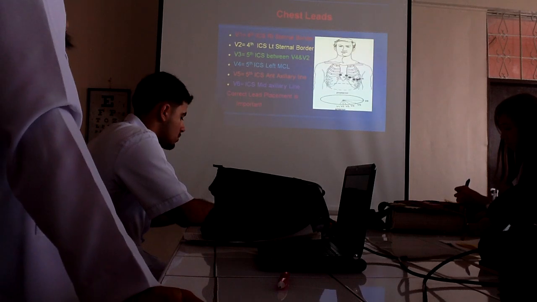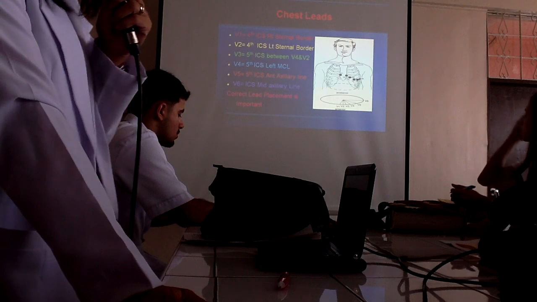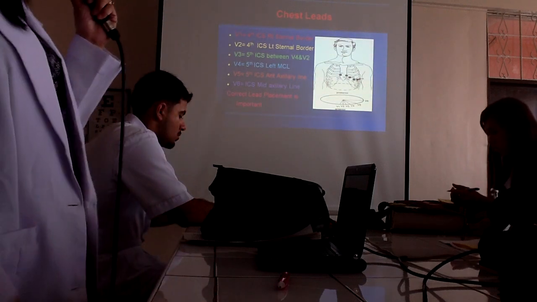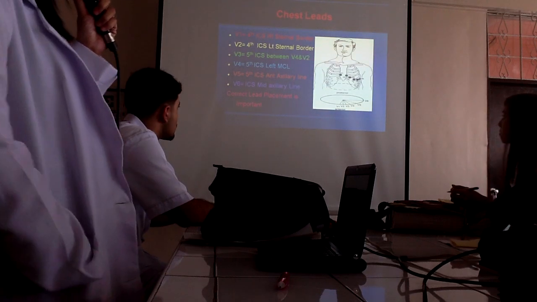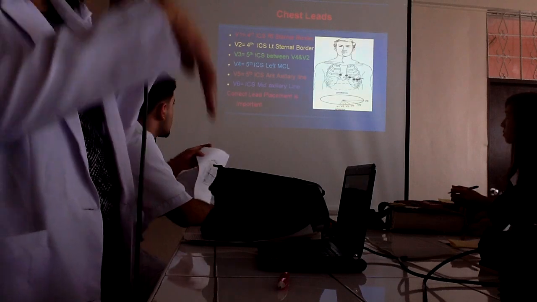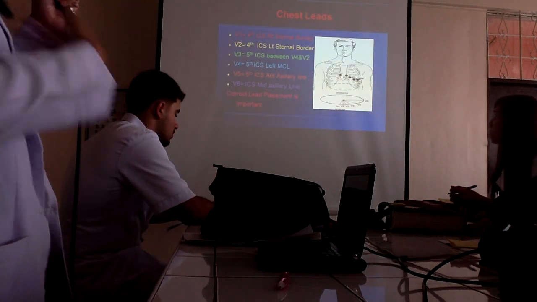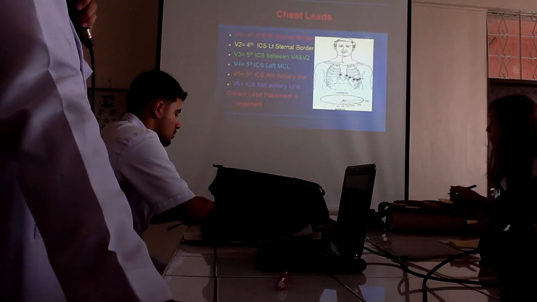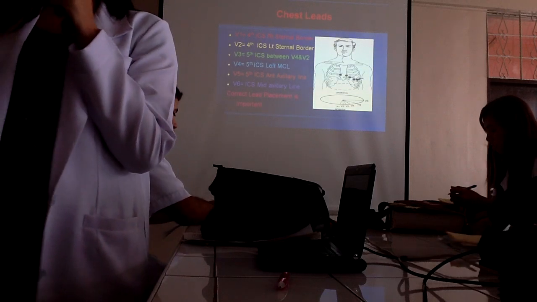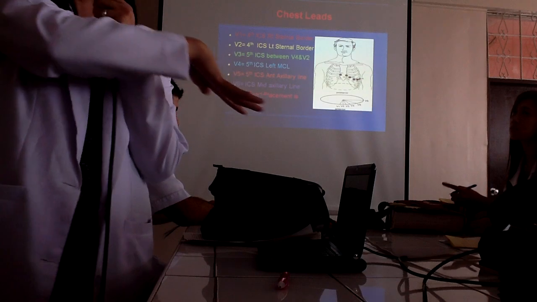V5 is at your 5th intercostal space, anterior axillary line. Where's your anterior axillary line? So in front of your axilla. Okay, and then V6 is still in your 5th intercostal space, mid-axillary line. So it's on the lateral side, okay, of your chest. So correct lead placement is important. So V1 to V6 looks at your heart this way. Okay, V1, V2, V3, V4, V5, V6.